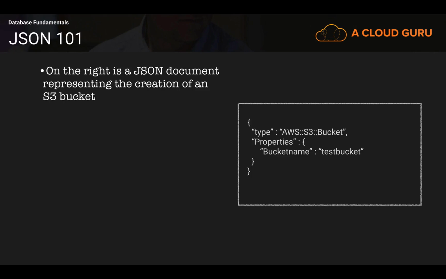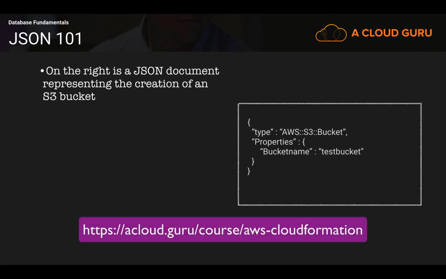So on the right is a JSON document which represents the creation of an S3 bucket. Now this is a piece of CloudFormation JSON, and if you haven't touched CloudFormation before, you'll be exposed to it within this course, and I do suggest that you look at the Cloud Guru course which talks about the basics of CloudFormation, and I'll put the URL to that course on screen for you now.